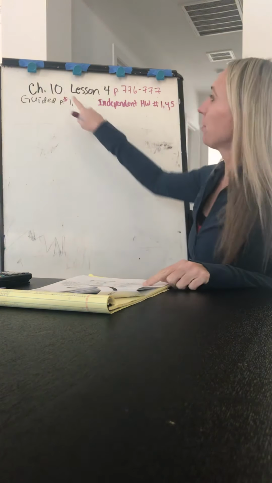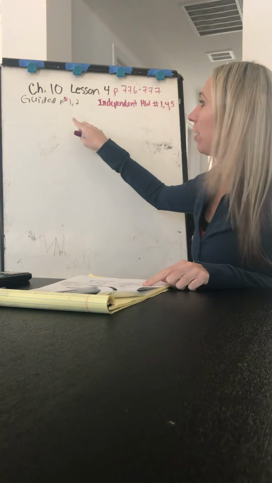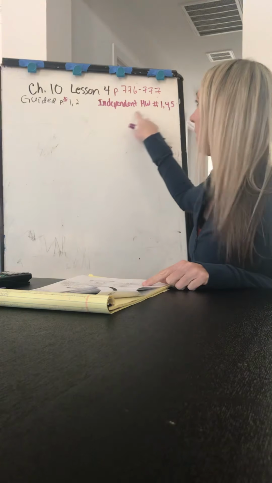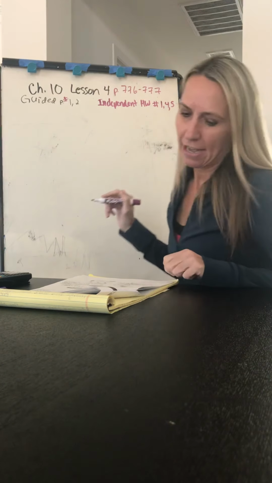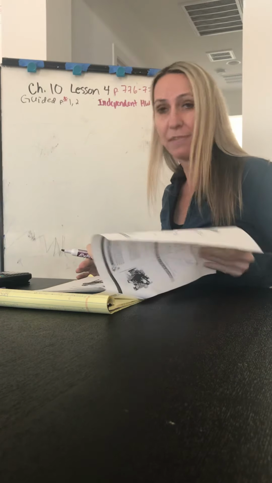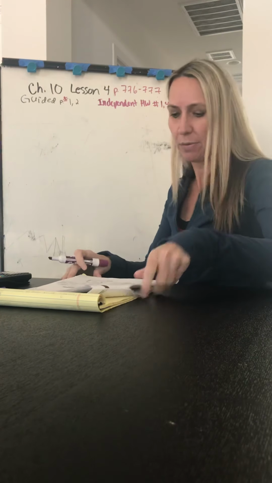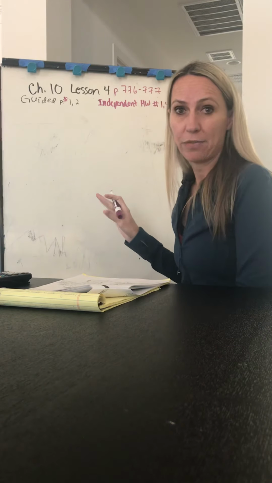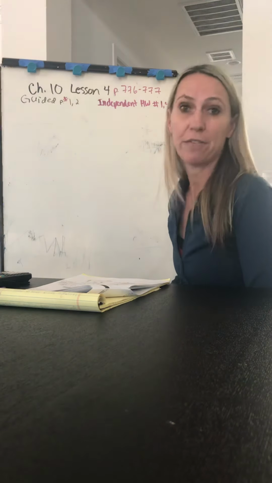We are going to do chapter 10, lesson 4, the homework. We're going to do from the guided practice problems 1 and 2, and the independent 1, 4, and 5. In my packet, I didn't get the last page, 778, so I don't know if you got it as well, but we'll do what we have right here. This is good practice for the surface area of a triangular prism.